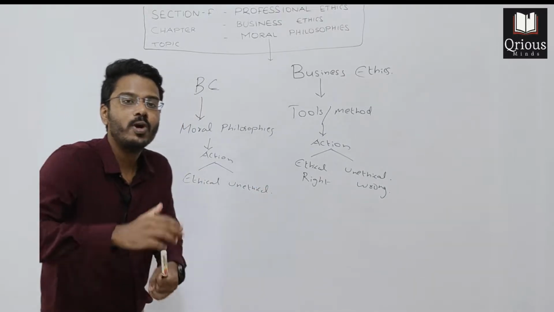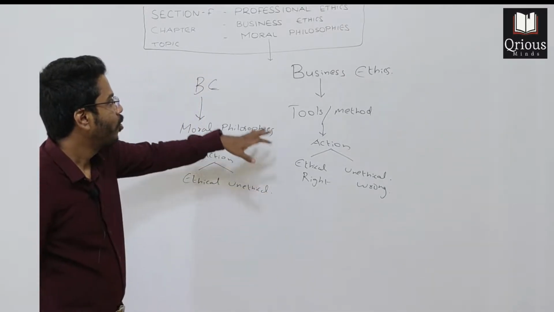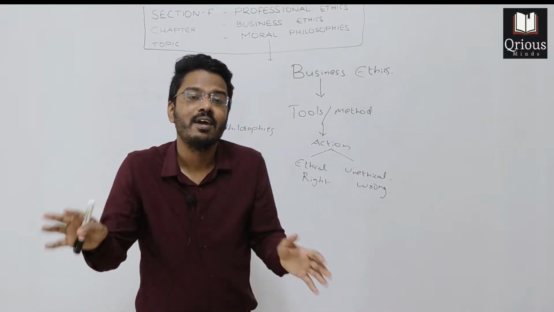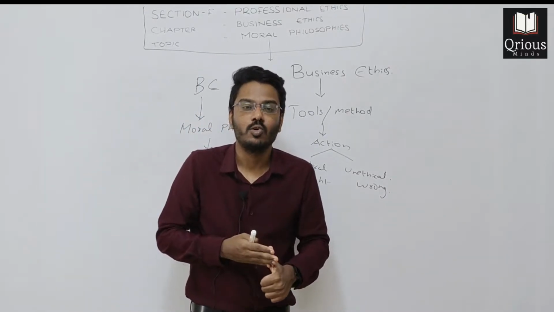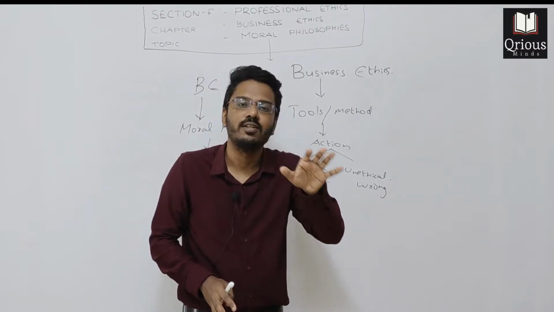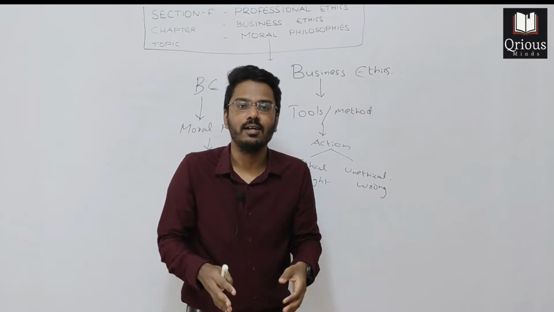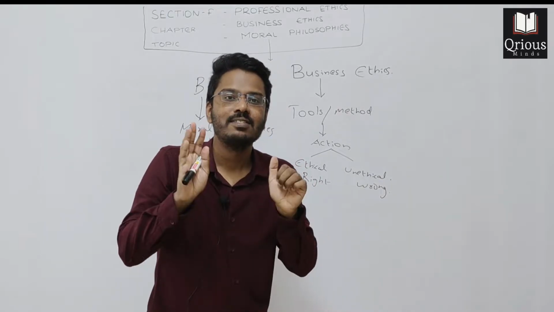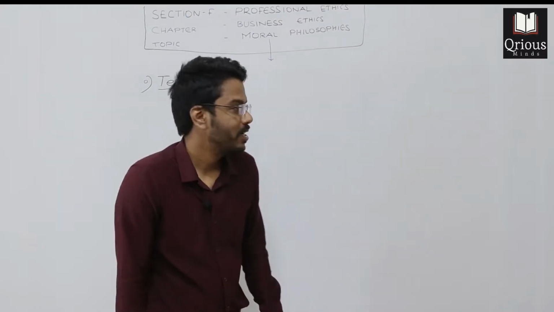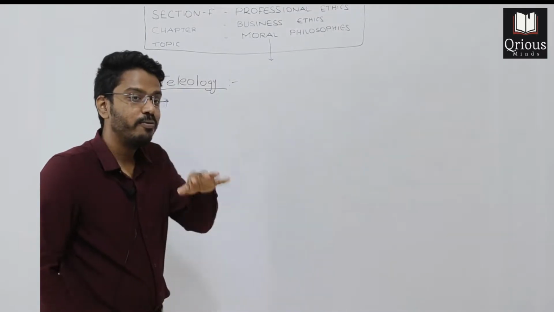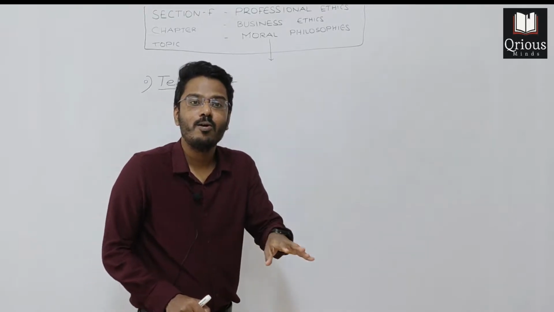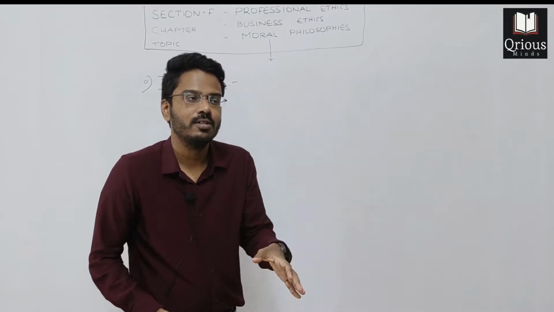So I hope now you have got an idea about what moral philosophy means. And moral philosophy contains 6 theories or 6 philosophies that determine whether an action is ethical or unethical. Now let's look into those 6 philosophies. The first philosophy that we are going to discuss is teleology. Now, before getting into the details of teleology, let me tell you this.